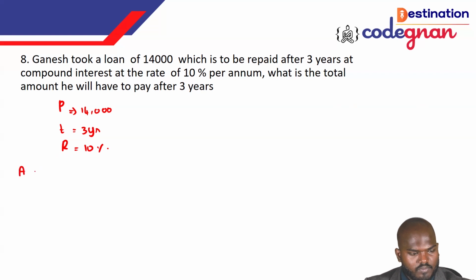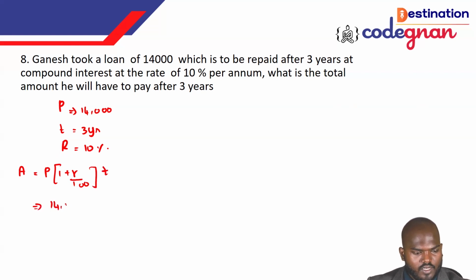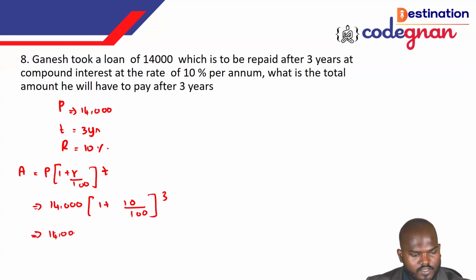You just take it up: the amount is equal to the principal times (1 plus r by 100) over the time t. The principal is 14,000. So 1 plus r by 100, that is 1 plus 10 by 100, times the whole cube. If you take it up, guys, this value will generate like so: 14,000 times 11 by 10 times 11 by 10 times 11 by 10. Then the zeros will cancel and we will get the answer.